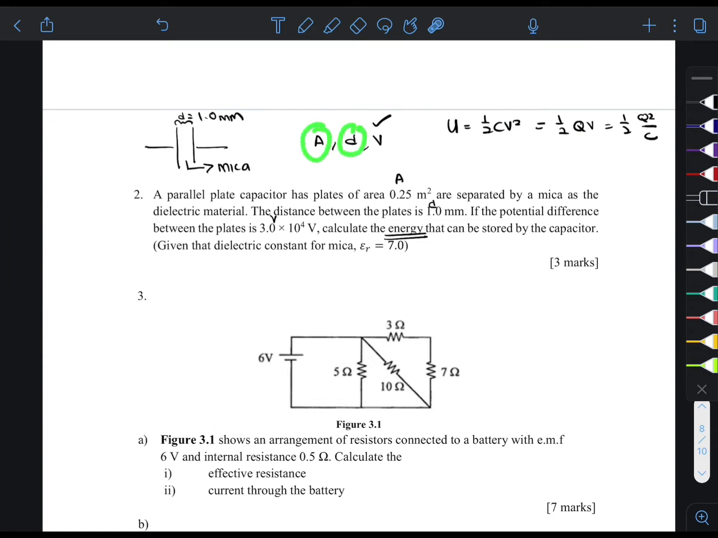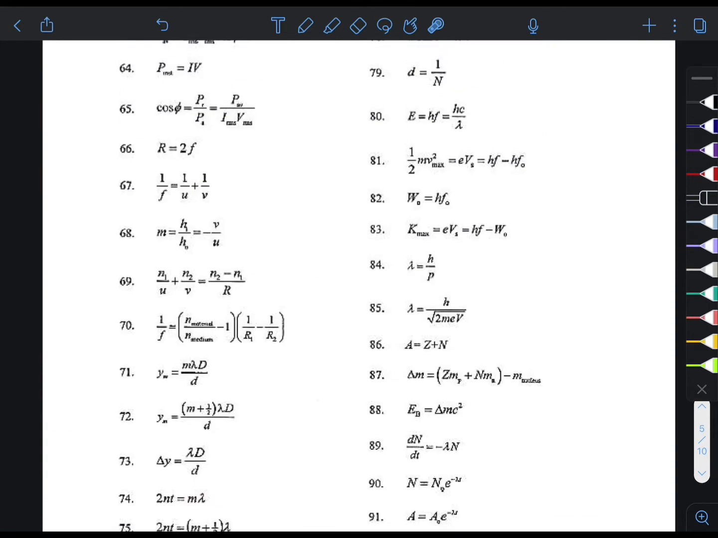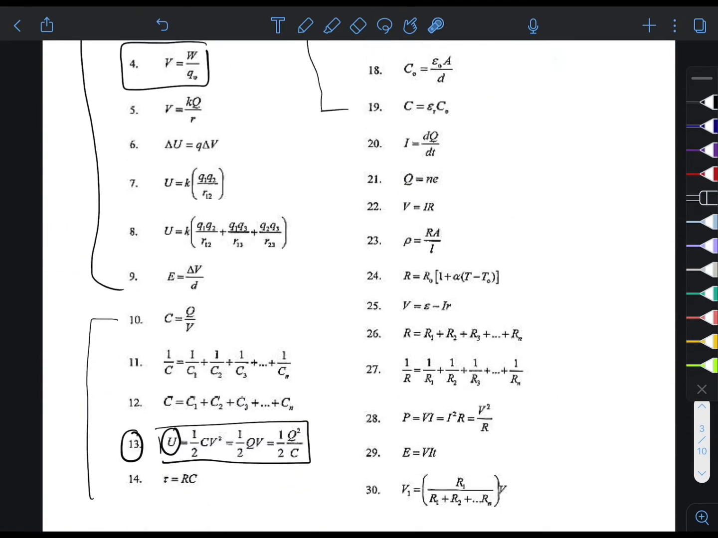Okay, memandangkan dia bagi A dan D, you can actually find the value of the capacitance of the capacitor. Kita akan guna general equation untuk capacitance iaitu C is equal to epsilon naught A over D. Ini adalah equation of capacitance filled with air, diisi dengan udara sahaja. However, since kita ada dielectric yang diberi nilai dielectric constant dia sebagai 7, you are going to use the equation for capacitance untuk dielectric. Every equation is given in the question. You can go back and refer here.